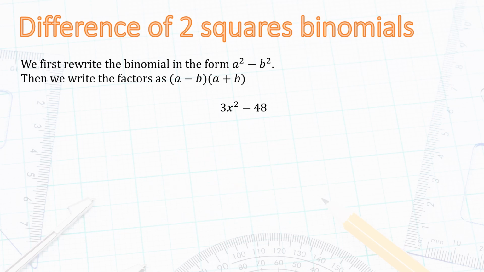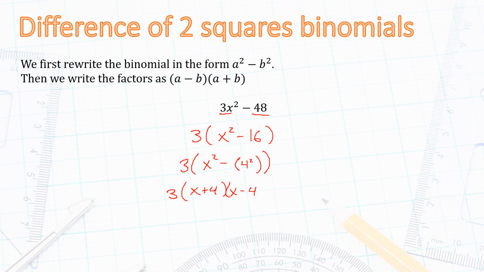Okay, in this one, 3x squared minus 48, on the surface 48 and 3 are not square numbers, so you're like, oh, there's nothing really to do here. But you can take out a greatest common factor of 3, which leaves you with x squared minus 16. And then you're like, oh, there's my square number, 16. So this is 3 times x squared minus 4 squared. So really my answer is 3 times x plus 4 and x minus 4. So watch out for that one. Take the greatest common factor out first, then see if there is any square number stuff going on, and then apply your difference of 2 squares.